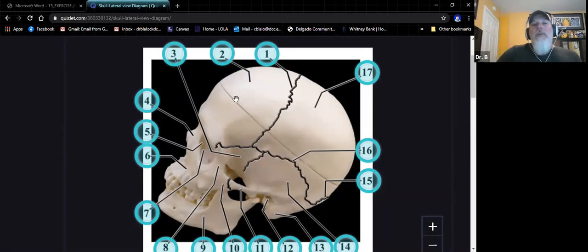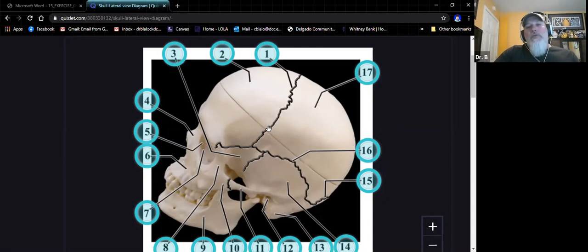So again, we have our frontal bone right here. This would be one of our parietal bones. That would be the left parietal bone. This would be one of our temporal bones. So that would be the left temporal bone. This right here, we said we saw already, that is our sphenoid. Now again, you don't have to put left or right sphenoid because it's just one bone that runs all the way across the skull.